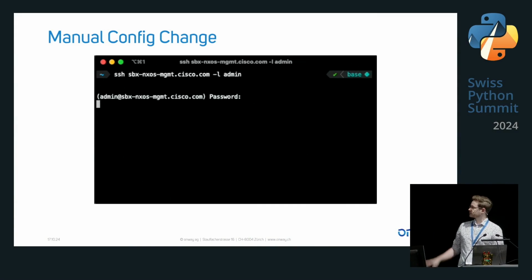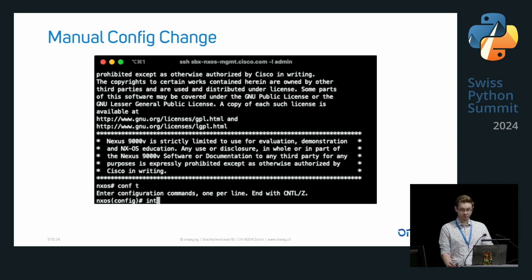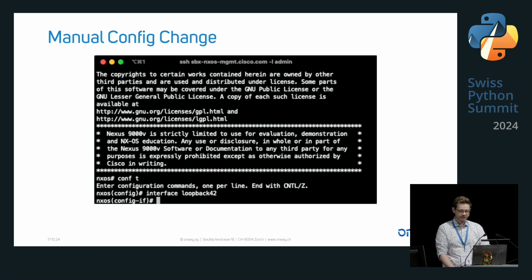So an engineer has to manually SSH into a device. Once that is done, we can enter the config command to configure the device. And in this example right here, I'm just going to configure a simple loopback interface. So we execute the interface loopback42 command.